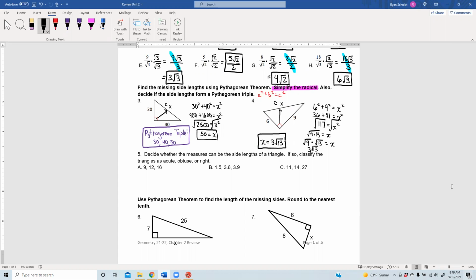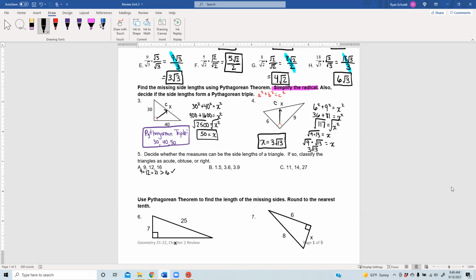Number 5, decide whether the side lengths can be a triangle, and then if so, classify them as acute, obtuse, or right. So first, we need to add the smallest 2 sides and see if together they're bigger than the largest side. So 9 plus 12 is going to be 21. Is 21 greater than 16? It is, so it can be a triangle.